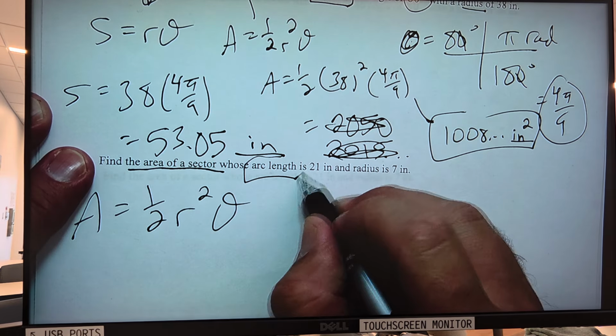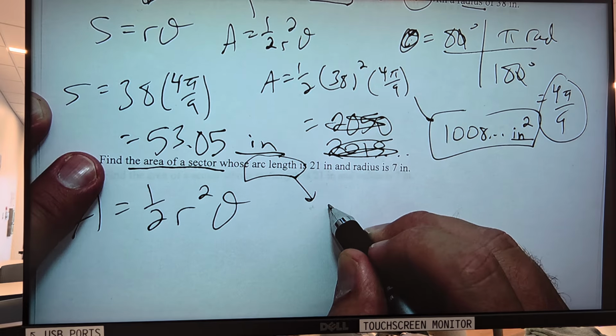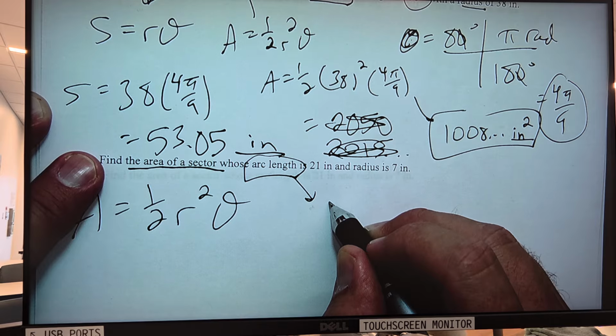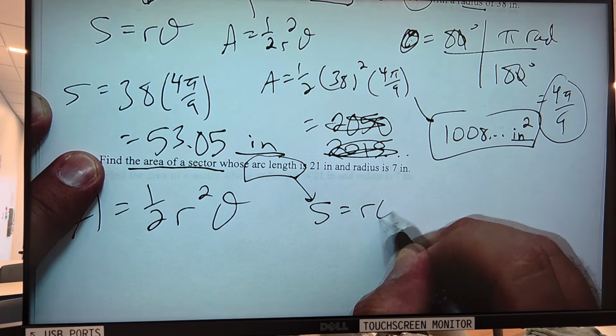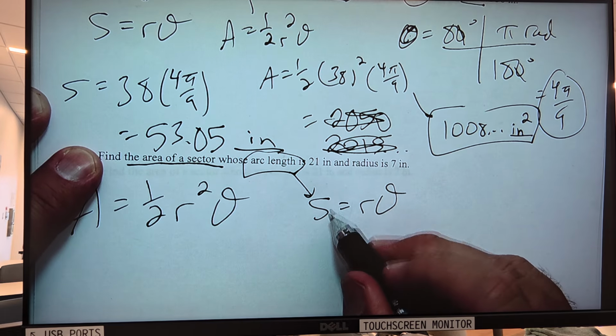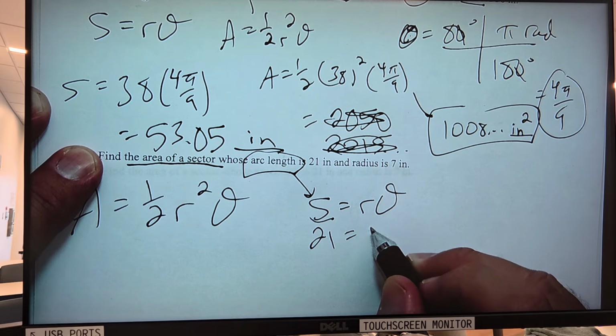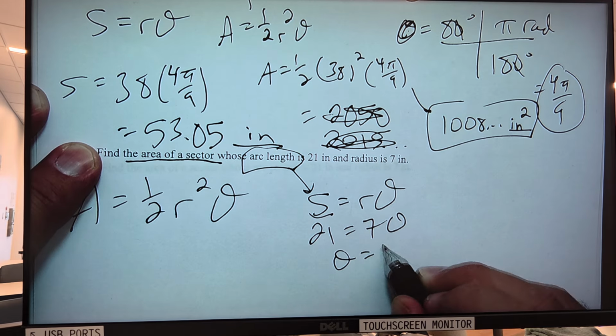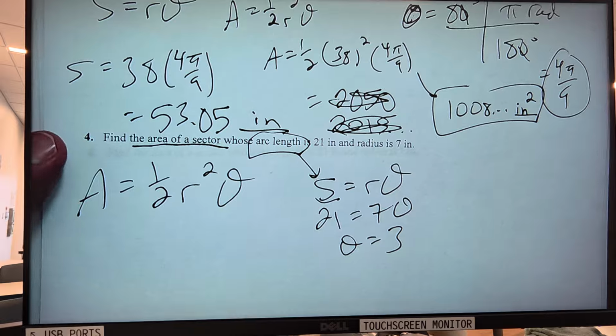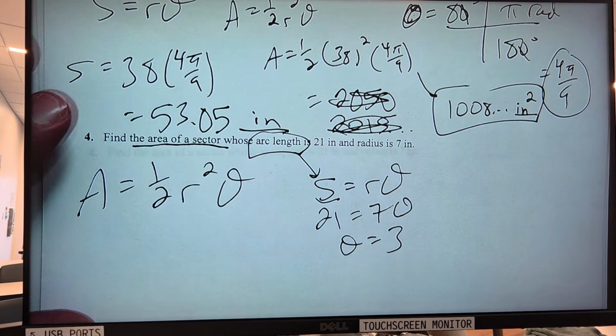Yeah, because what's the arc length formula? Yes, S equals R theta. And what do we know? I know what S is, don't I? It's 21. And I know what R is, 7. So what's the angle? 3. 3 what? Radians. Kick ass.